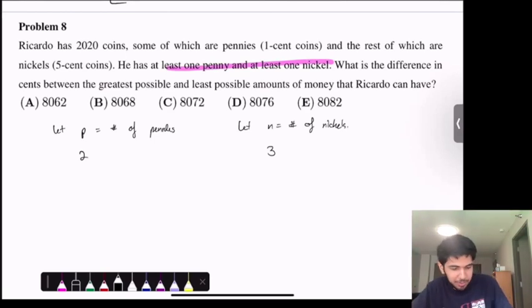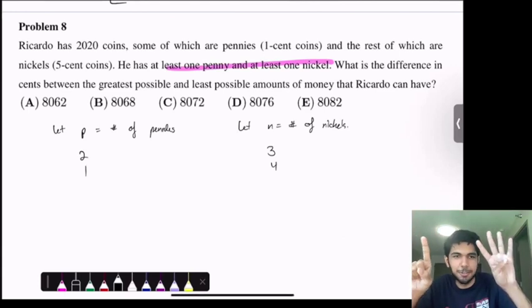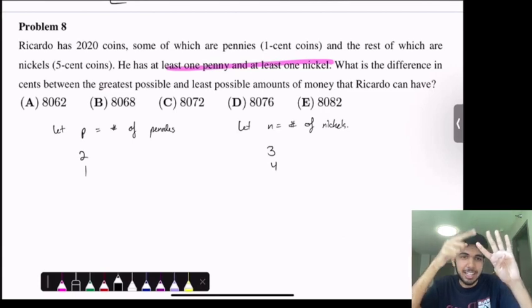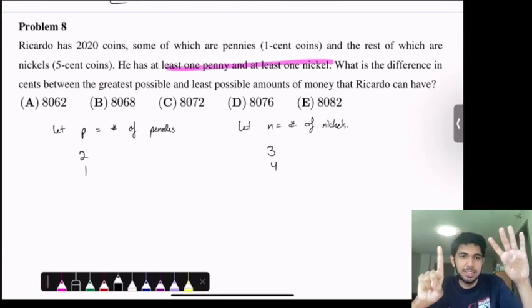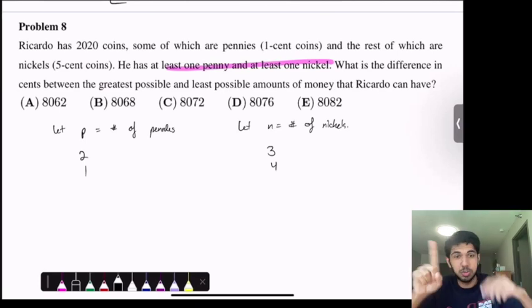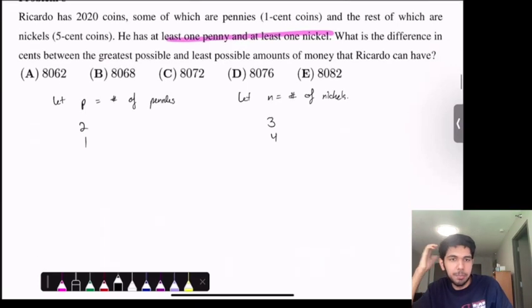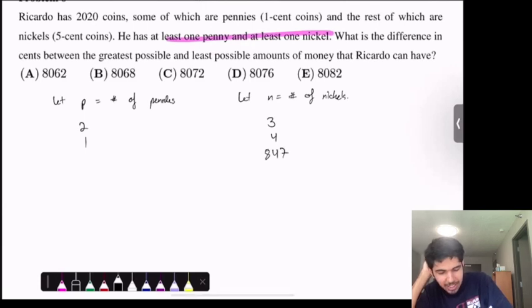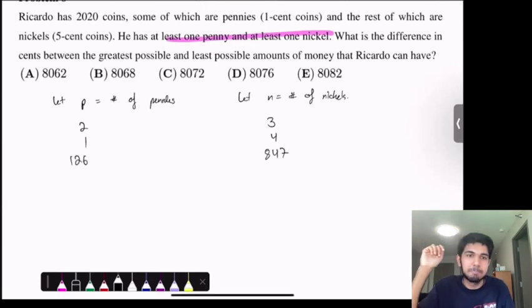Okay, what if he had 4 nickels and 1 penny? We could do a similar thing. Here are 4 fingers for the nickels: 5, 10, 15, 20, and then 1 finger for the penny: 21. Cool. What if he had 847 nickels and 126 pennies? Well, that's not good. I don't have 847 nickels, and if I did, you would know about that.